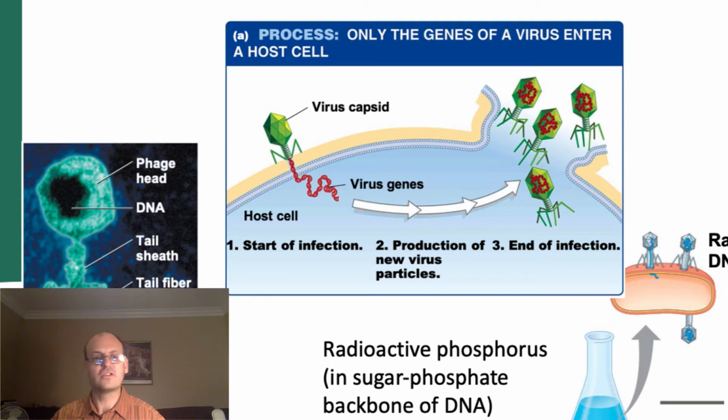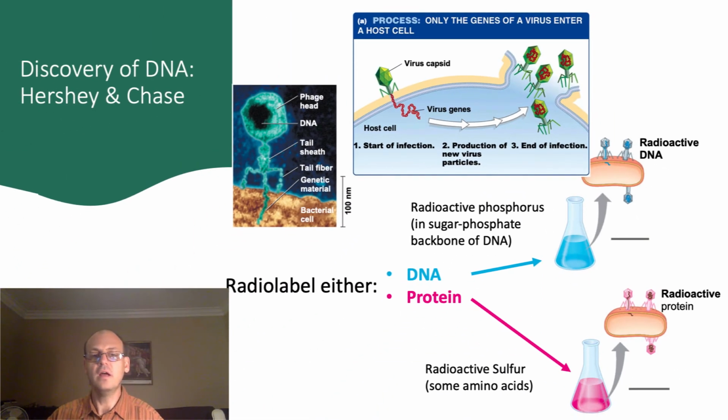In any case, the genetic material enters the bacterial cell and uses the bacterial cell's protein manufacturing machinery in order to make many copies of each of the components of the virus. Eventually, these pieces are assembled and they lyse from the cell, killing the bacteria and going on to infect more bacterial cells. For this experiment, they made radioactive DNA by labeling the DNA with radioactive phosphorus, and they made radioactive protein by labeling amino acids with radioactive sulfur.